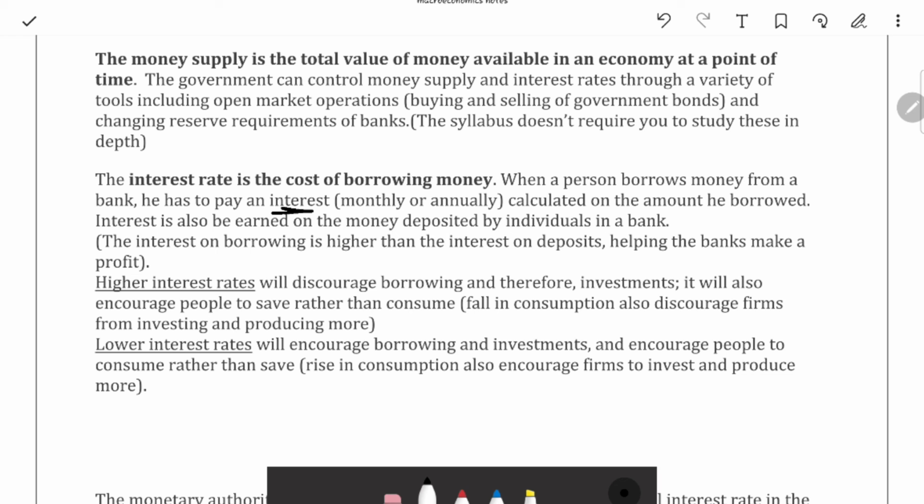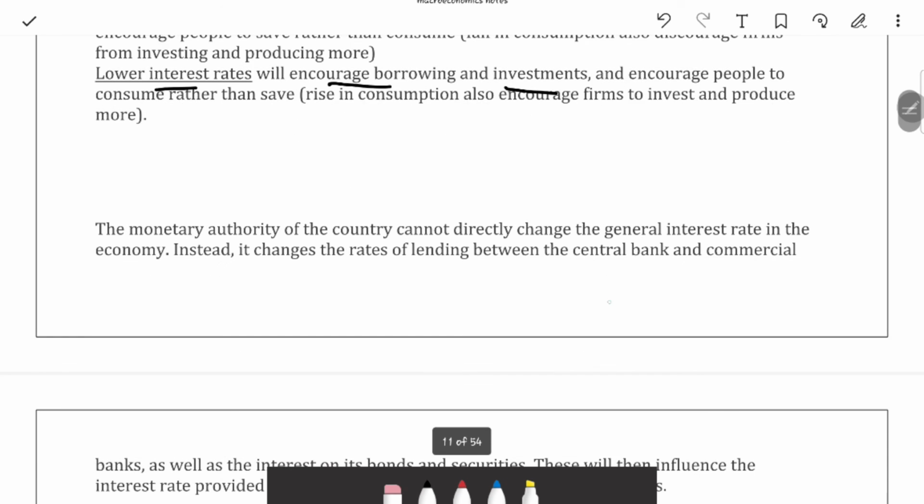Okay, so when their interest rates are high, you will have to pay more in return to what you borrow. So therefore, the borrowing rate will fall. Okay, so you can see here, higher interest rates will discourage borrowing, and therefore investments will also fall. Okay, and the lower interest rates is the opposite. They will be encouraging borrowing, meaning investments. Okay, encourage borrowing and investments. Now let's have a look at this.